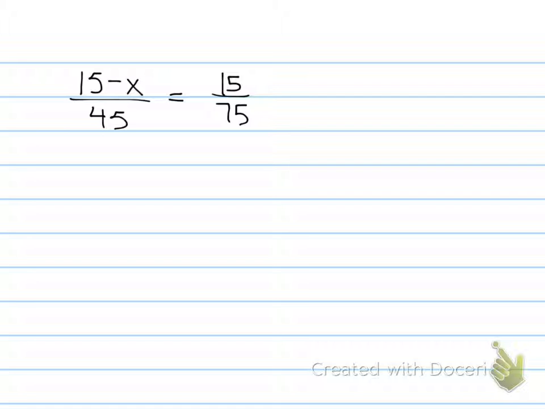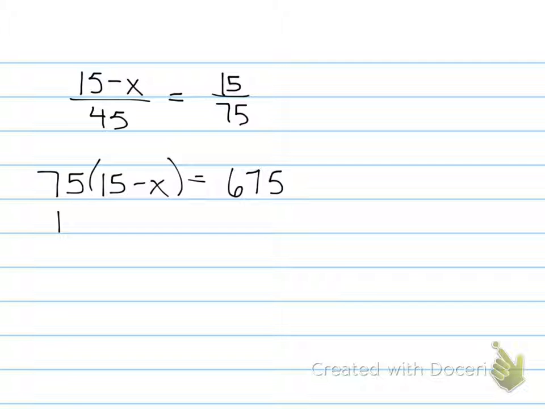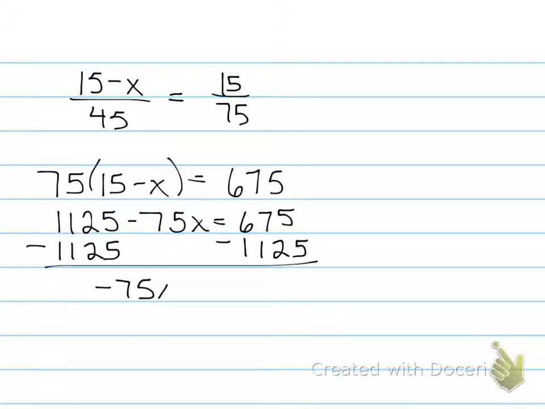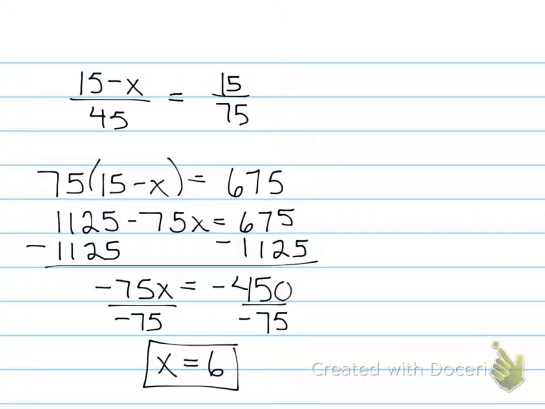Solve it, guys. 75 times 15 minus x equals 675. Did my cross product. 75 times 15 is 1125, positive. 75 times negative x is negative 75x. Equals 675. What do I do now? Subtract 1125, which gives me a negative number. Now I divide both sides by negative 75, and I get a positive 6. A lot of you got it. Good job. If you understand that, that's everything you need to know for 6.3.